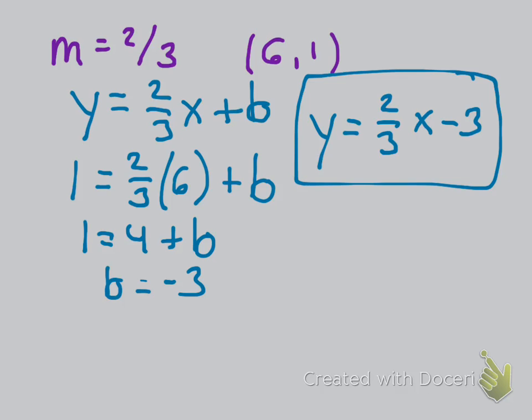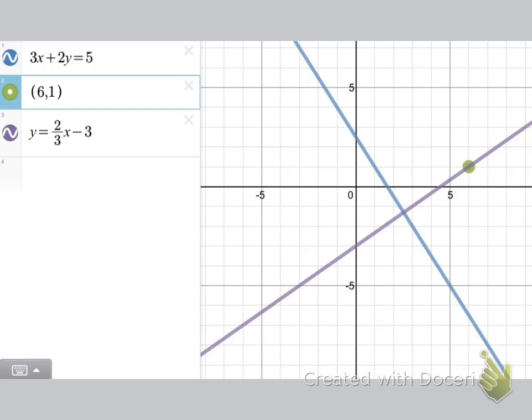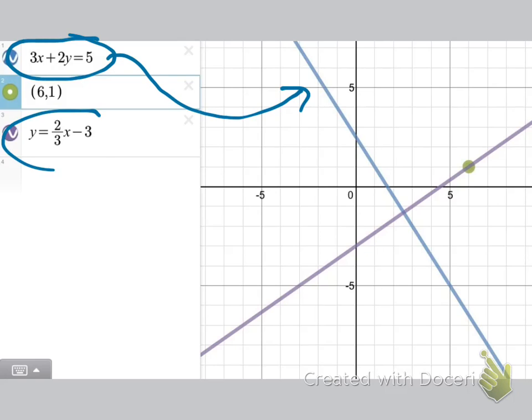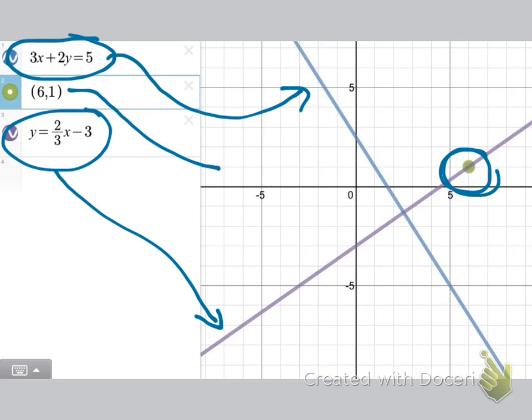And what we like to do is verify this one. You can see here we have the two lines graphed. Here's the original line, 3x plus 2y equals 5. That's this blue line here. The new line is y equals 2/3 x minus 3. That's the purple line here. And you can verify that this new purple line does in fact pass through the point 6, 1, and they are perpendicular to each other. So with graphing technology, it's nice to be able to verify these things. So parallel and perpendicular lines, we're now able to do those successfully.